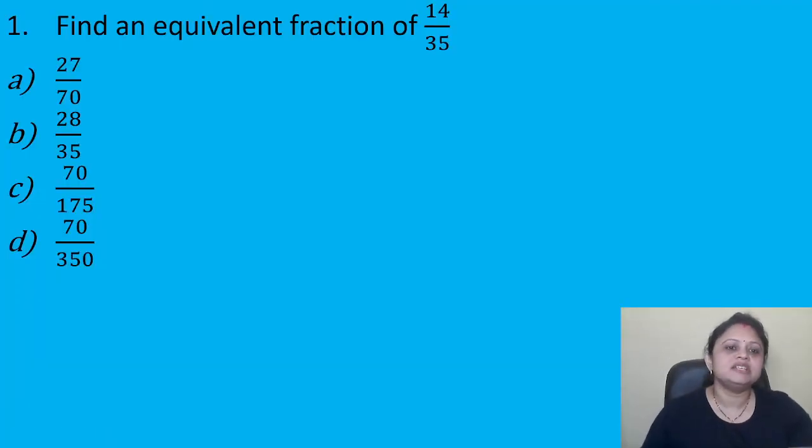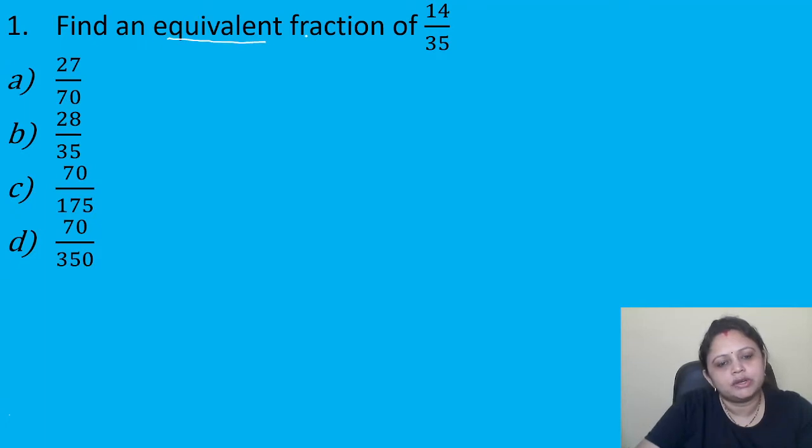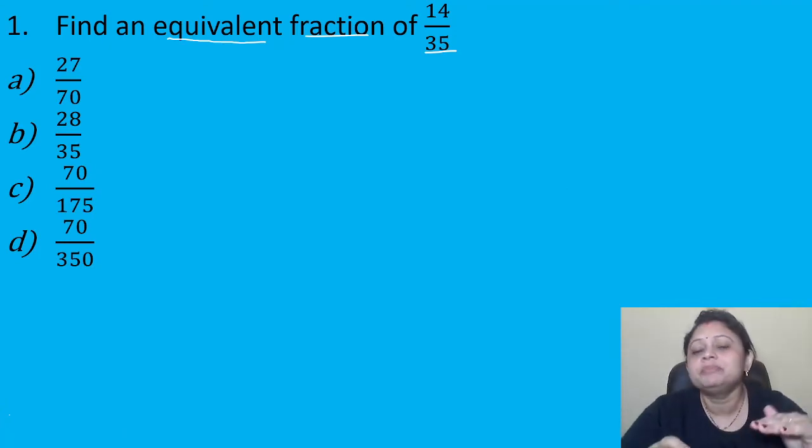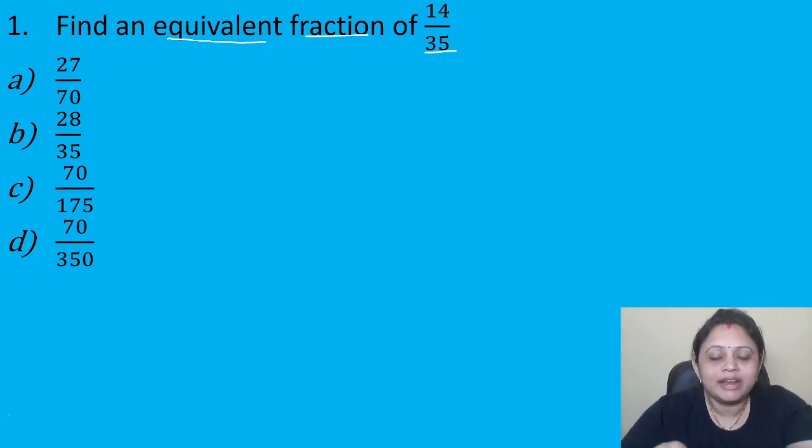The first question is, find an equivalent fraction of 14 by 35. Option A 27 by 70, B 28 by 35, C 70 by 175, D 70 by 350. So we have to find out the equivalent fraction of 14 by 35. In the options big numbers are there, right? So it will be a little bit difficult for us to calculate.